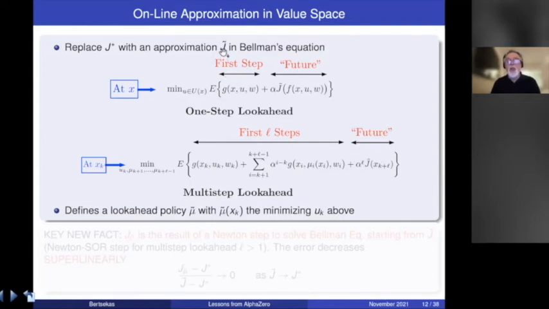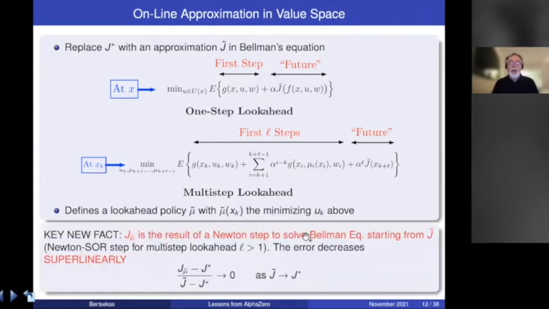I'm going to be using a lot of these symbols. J tilde is cost approximation. Mu tilde is the look ahead policy obtained by either one-step look ahead or multi-step look ahead. And here's the key fact. J mu tilde, the cost function of the look ahead policy, is a result of a Newton step for solving Bellman's equation starting from J tilde. Now, this is true for one-step look ahead.